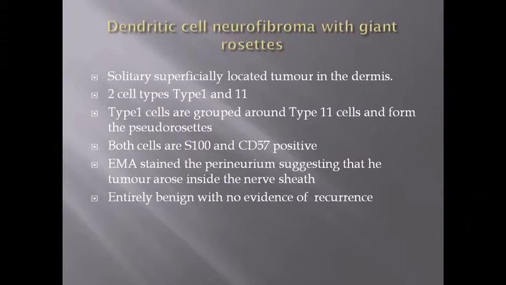These are entirely benign, and there is absolutely no evidence of recurrence. But these pseudorosettes are interesting, and these are quite rare. I have not seen many cases of these dendritic cell neurofibromas with giant pseudorosettes, but occasionally in neurofibromas, you tend to see these cells aggregating together to form rosettes. That is kind of a degenerative phenomenon which you see when you have these two cell types in these tumors.